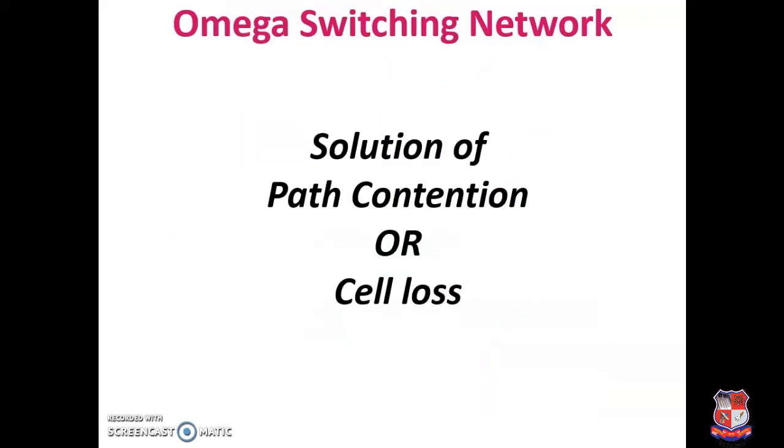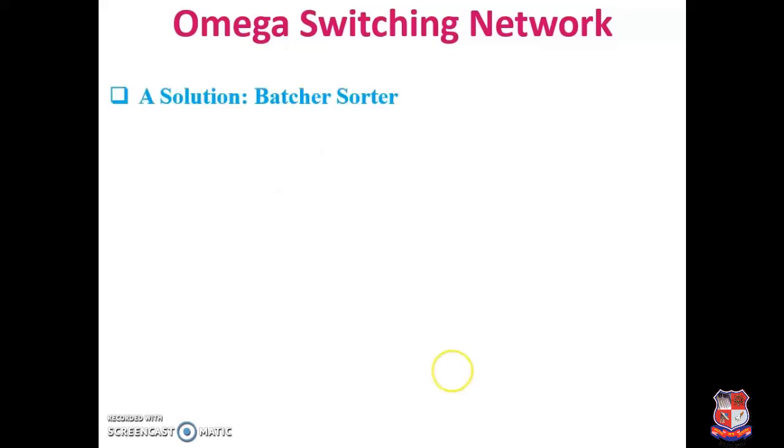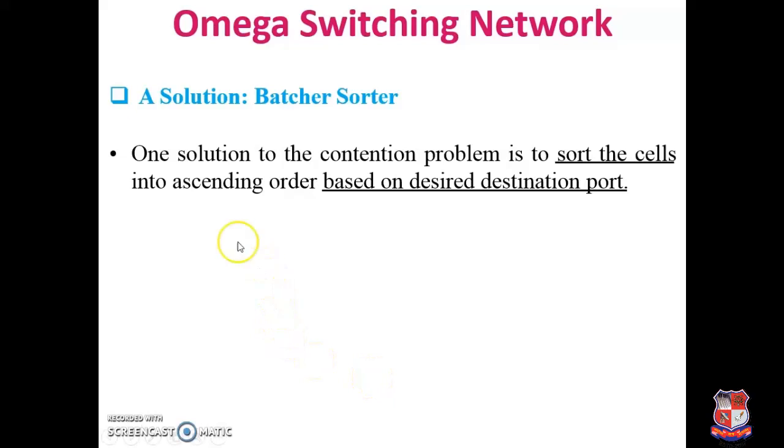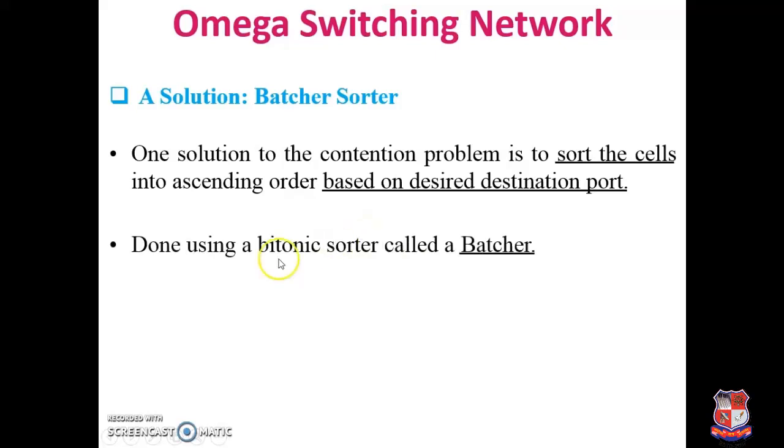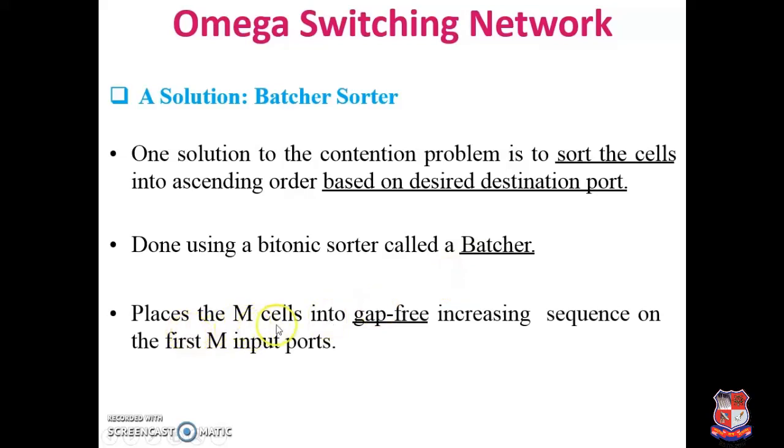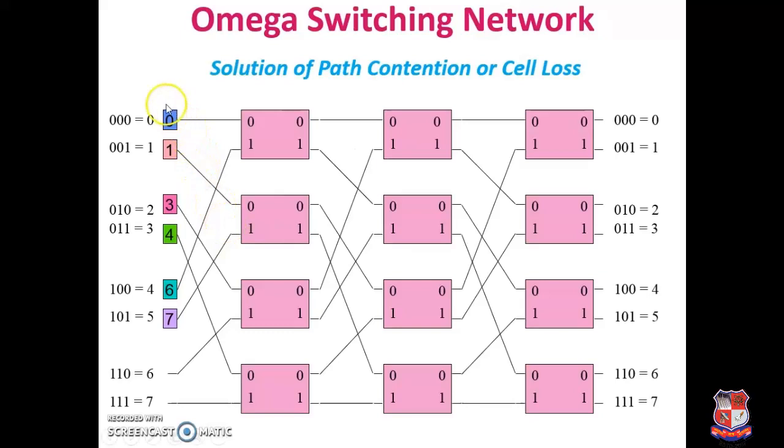How to solve path contention or cell loss? One of the solutions given here is a batcher sorter. One solution to the contention problem is to sort the cells into ascending order based on the desired destination port. We will discuss this later during the solution of this example. It is done using a bitonic sorter called a batcher. It places the M cells into a gap-free, increasing sequence on the first M input ports, and eliminates duplicate destinations. Now how to solve this?